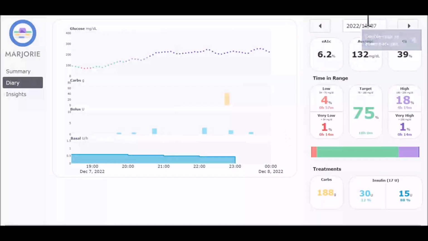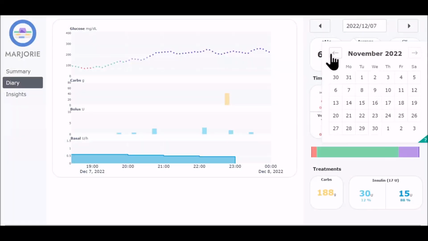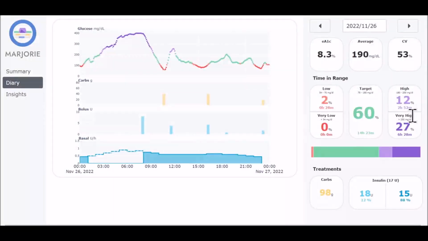Now we navigate to the 26th of November to observe the high glucose period that we discovered earlier. And we see that during the night, the basal rate delivery of the pump was interrupted, explaining the uncontrolled rise of values.